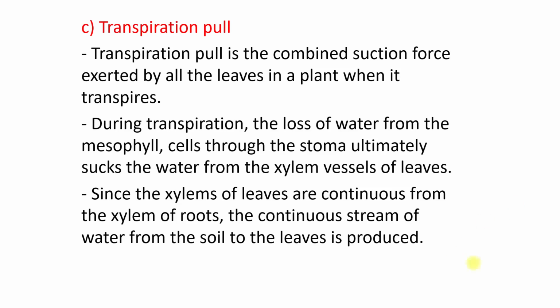Now, since the xylem of leaves is continuous with the xylem of roots, a continuous stream of water from the soil to the leaves is produced. So this explains how and why water can travel from the roots all the way to the leaves in a continuous stream, because the water from the leaves is always being lost as water vapor through transpiration.